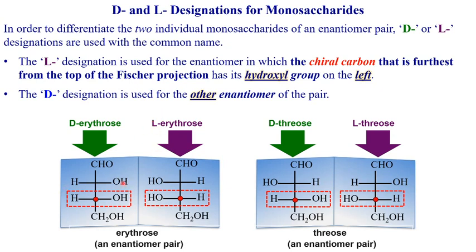So again, if we're comparing two enantiomers, think of it like left hand and right hand. We look at the second lowest, or the second from the bottom carbon. We look at which direction that hydroxyl group is pointing. If it's pointing to the left, it's L. If it's pointing to the right, it's D. That will be important when we talk further about these monosaccharides.